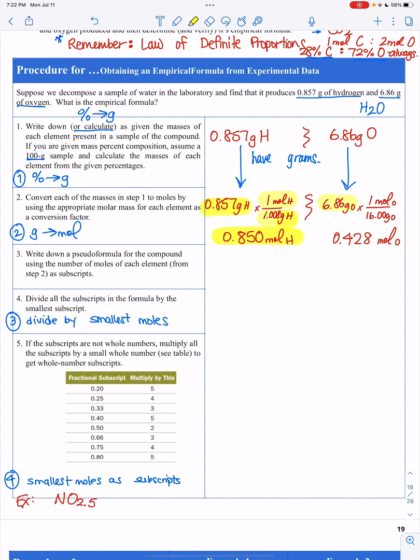I have 6.86 grams of oxygen. I divide by the molar mass of 16. I have 1 mole on top. I get 0.428 moles of oxygen.